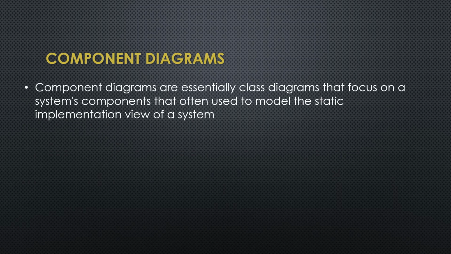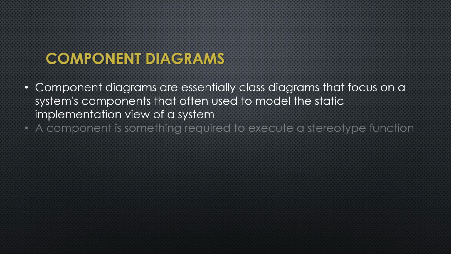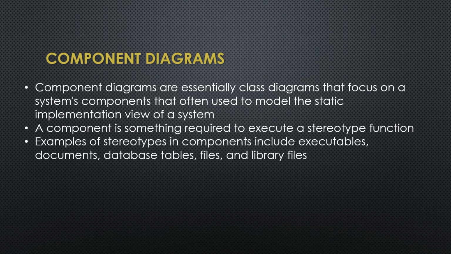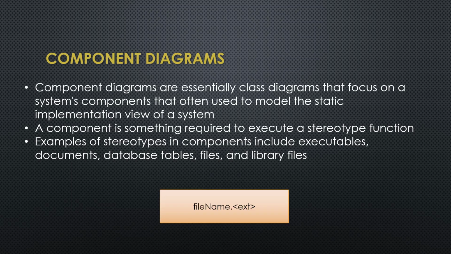Component diagrams are essentially class diagrams that focus on a system's components that are often used to model the static implementation view of a system. A component is something required to execute a stereotype function. Examples of stereotypes in components include executables, documents, database tables, files, and library files.